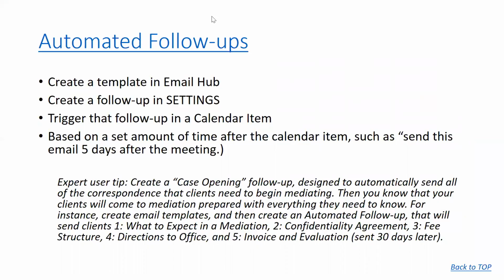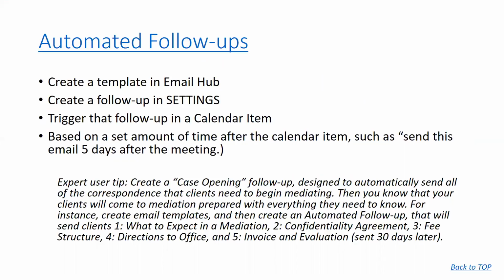All right. I have a little expert user tip down here, and this is something that a lot of people will do. They will create automated follow-ups and just label them 1, 2, 3, 4, and 5. So then it's really easy to look into your case file and see, oh, did emails 1, 2, 3, 4, and 5 go out? Because then I know that my clients have received all the necessary documents. If you want any help setting those up, I would be happy to. Mainly, you would just label your templates.